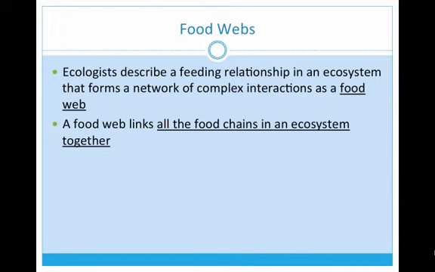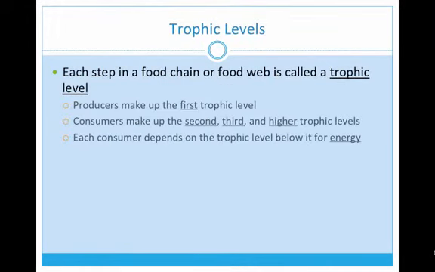Now, in a food chain or food web, you have trophic levels. Trophic levels are each of the steps in a food chain or food web, so producer to consumer, and up and up and up. Producers make the first trophic level. Consumers make up the second trophic, third trophic, and higher trophic levels. Each consumer depends on the trophic level below it for its energy. So the producer gives energy to the first level consumer, and the second level consumer depends on the first level, and it works its way that direction. It seems pretty logical when you know what a food chain is.